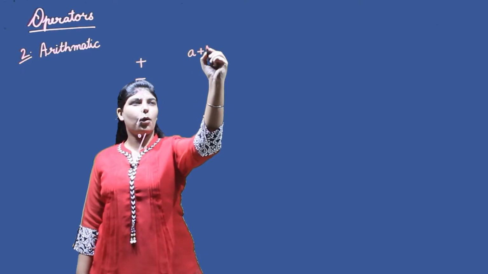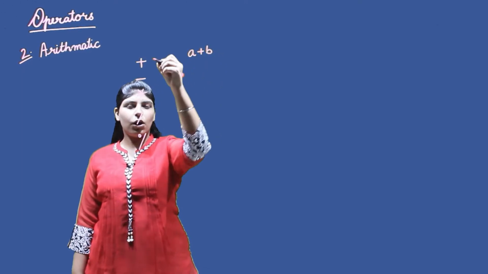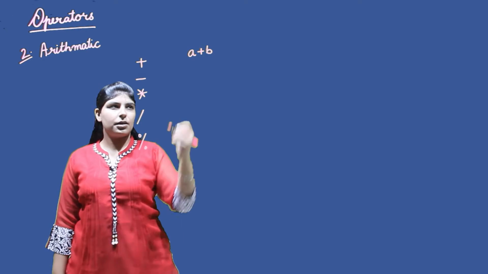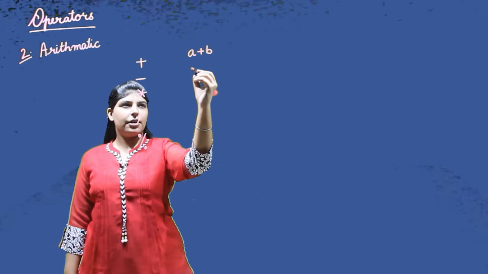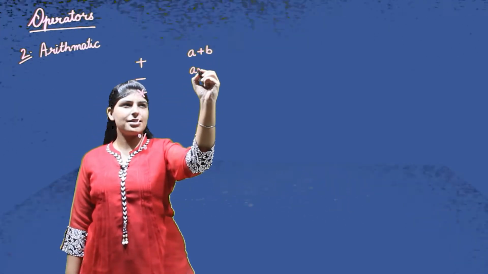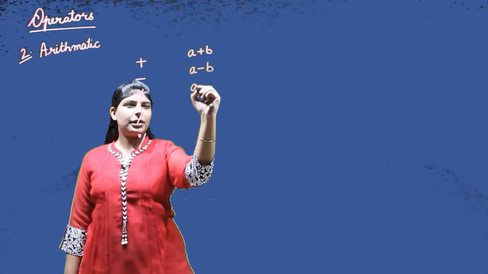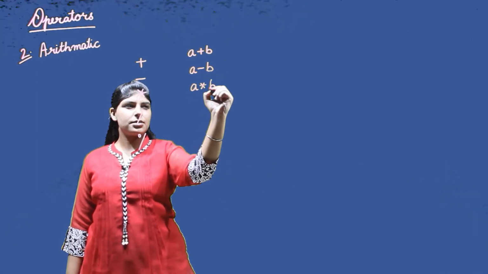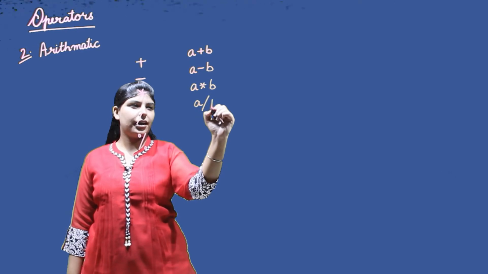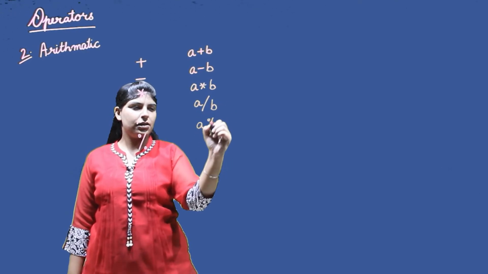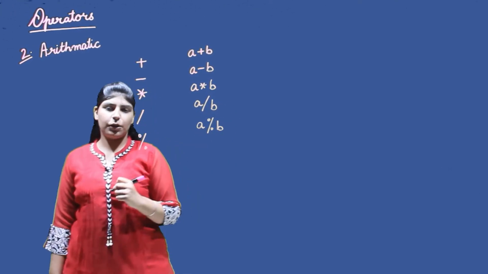So we use two operands with one sign. So all of these are binary operators because we are using two operands. If I want to use the minus sign, we write it as a minus b. For multiply, we also use two operands. Similarly, we use two operands for divide and modulo sign. So all of these are binary operators.